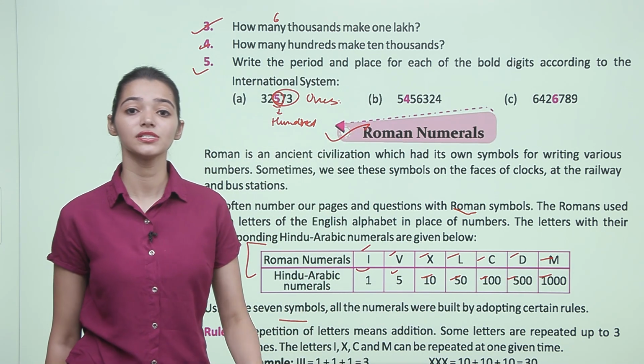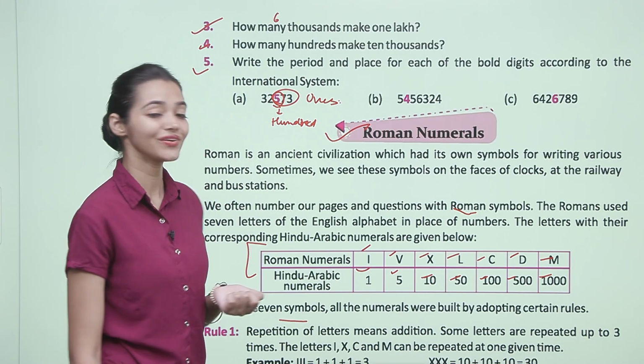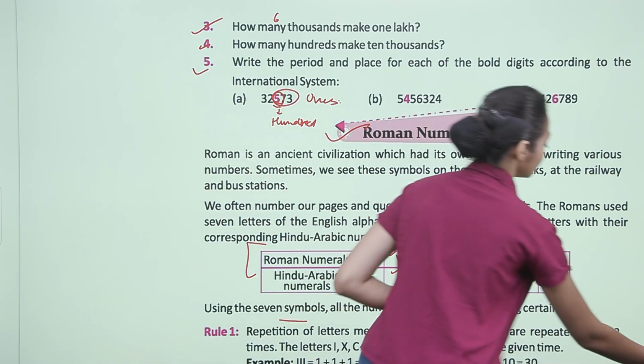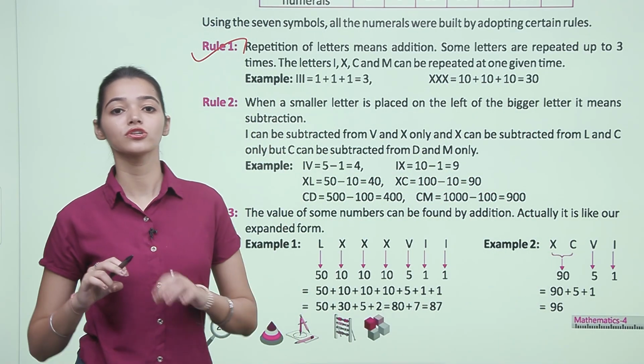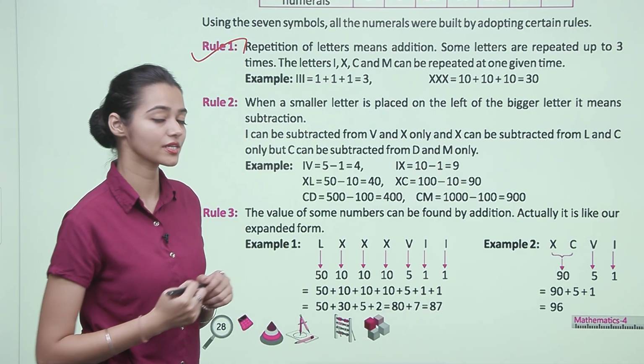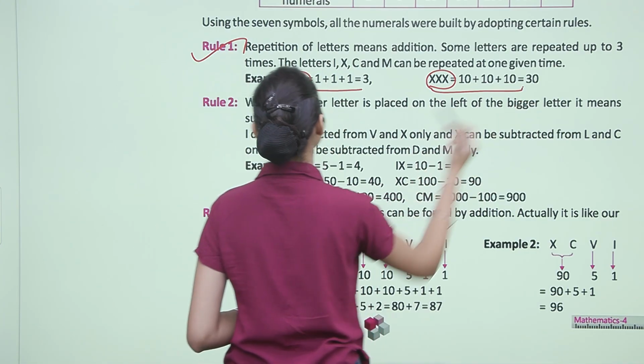These are the 7 symbols and we have certain rules that are adopted for using them. Now let's start with the rules. Rule number 1 says that repetition of a letter means addition. Some letters can repeat up to a maximum of 3 times, that is, triple I means 3, triple X means 30.